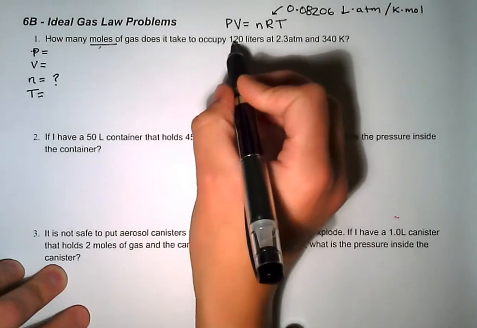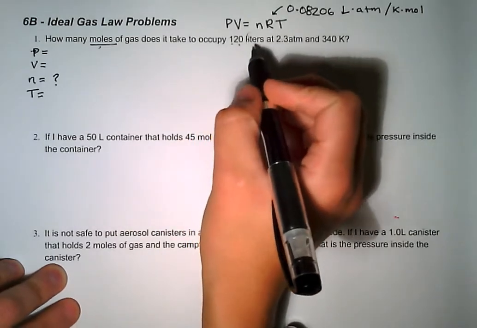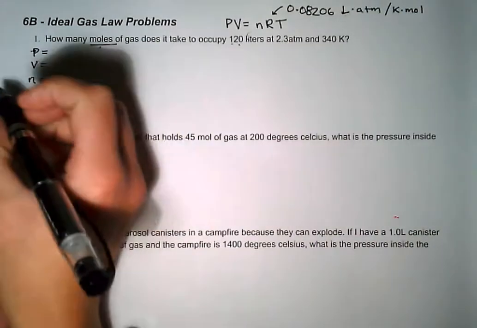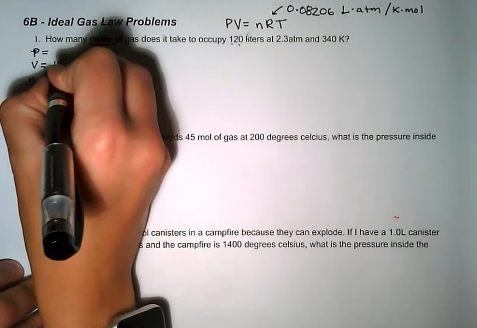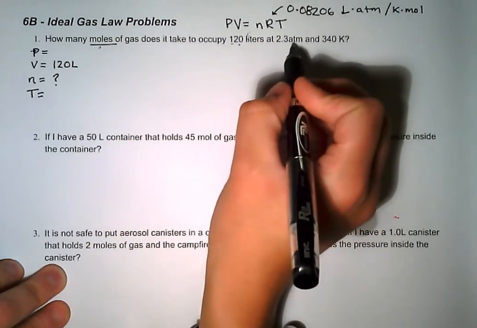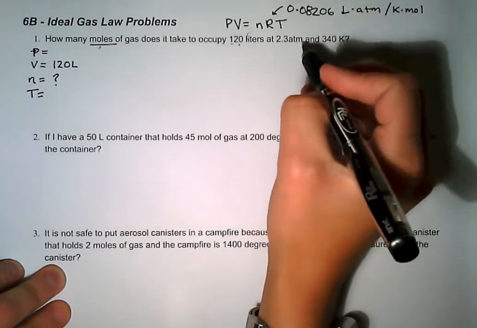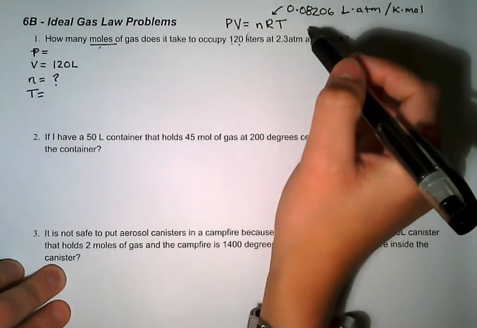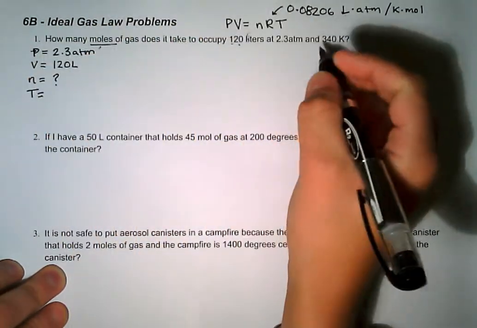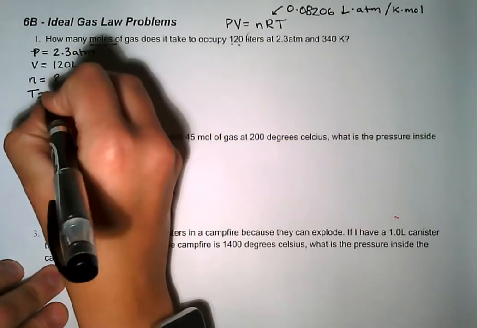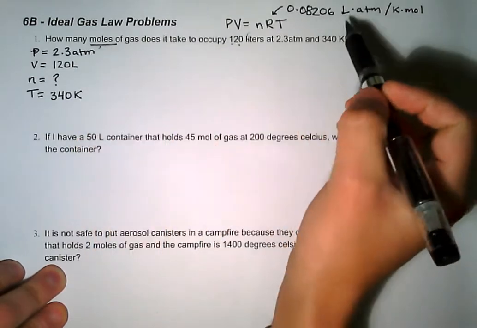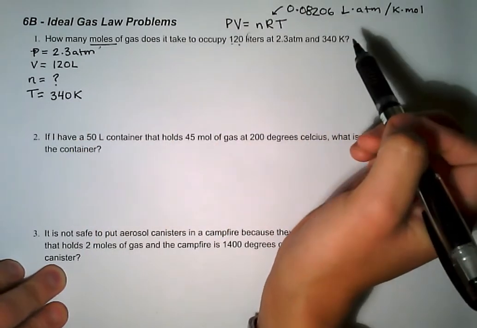Does it take to occupy 120 liters? Liters is a unit of volume, and that matches the liters in my ideal gas constant, so I don't need to do any unit conversions there. So 120 liters at 2.3 ATM. ATM is a unit of pressure, and that's the correct unit of pressure to match my gas constant. So I'm going to go ahead and put 2.3 ATMs, and then 340 Kelvin. That's my temperature. So I have all the correct units to match the units in the ideal gas constant.